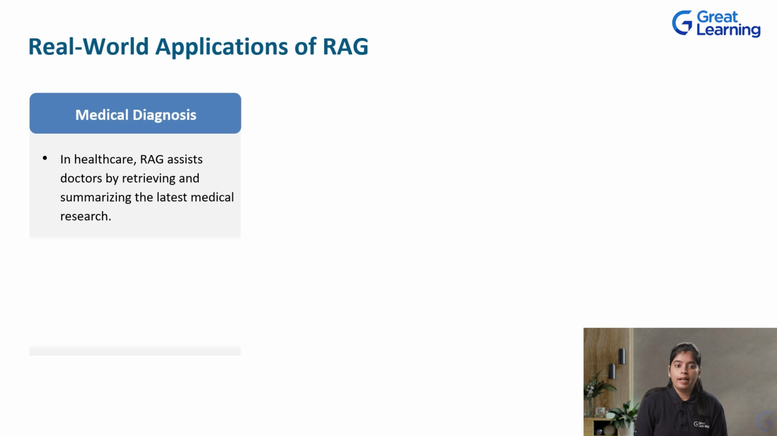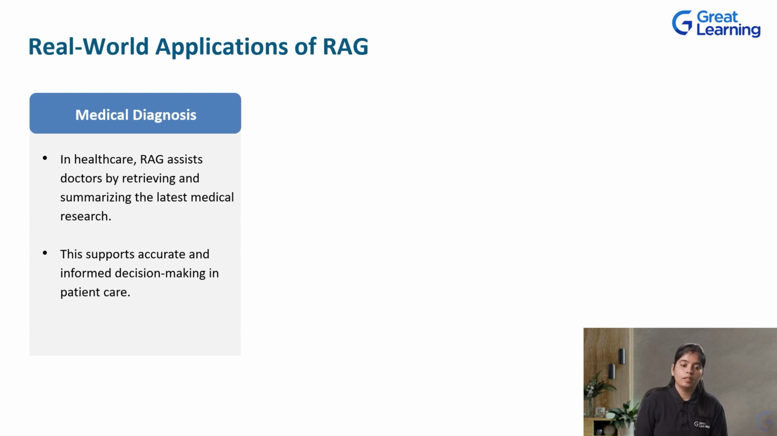Next application is medical diagnosis. How can it be helpful in medicine? In healthcare, RAG assists doctors by retrieving and summarizing the latest medical research. This supports accurate and informed decision making in patient care. Suppose you are not aware of the latest advancements in medical research; obviously it will not be so helpful in terms of patient care. If you have complete information about the latest research in medicine and healthcare, that will help a doctor take care of a patient based on the latest advancements in the medical field.